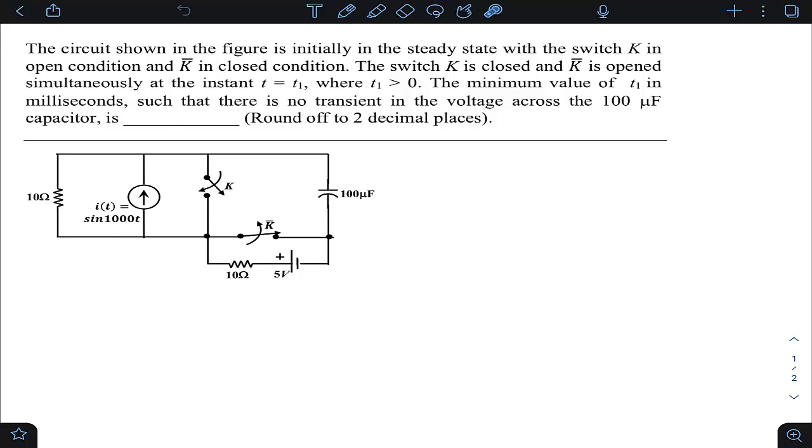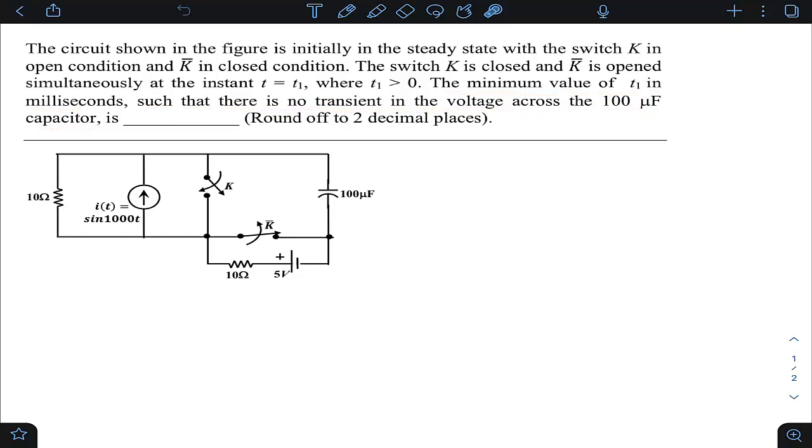The question is, the circuit shown in the figure is initially in steady state with the switch K in open condition and K bar in closed condition. The switch K is closed and K bar is open simultaneously at the instant t equals T1, where T1 is greater than 0. The minimum value of T1 in milliseconds such that there is no transient in the voltage across 100 microfarad capacitor is dash.